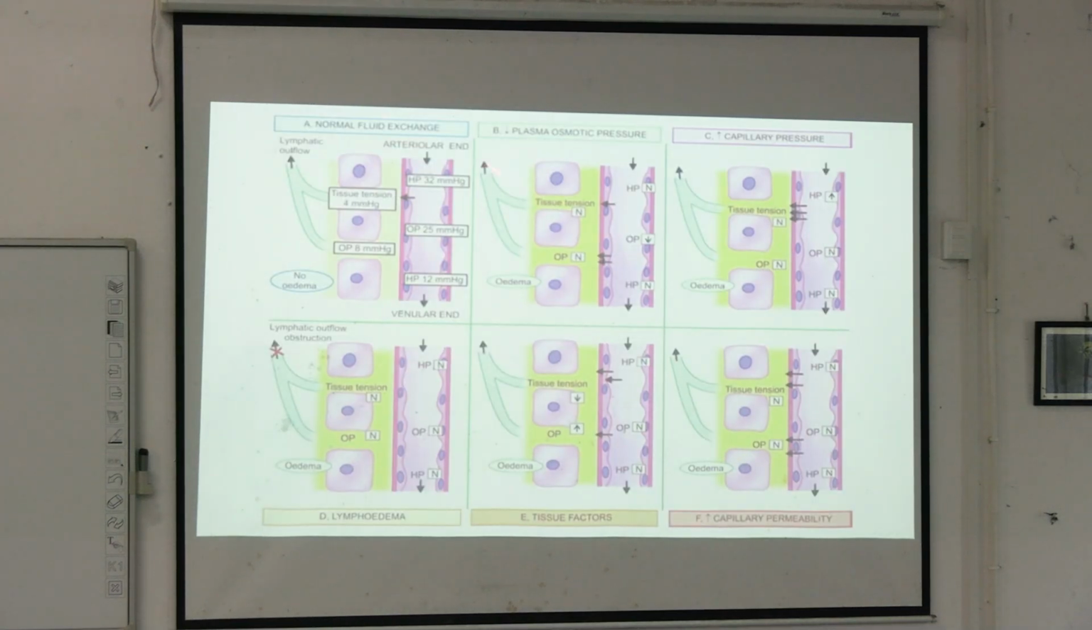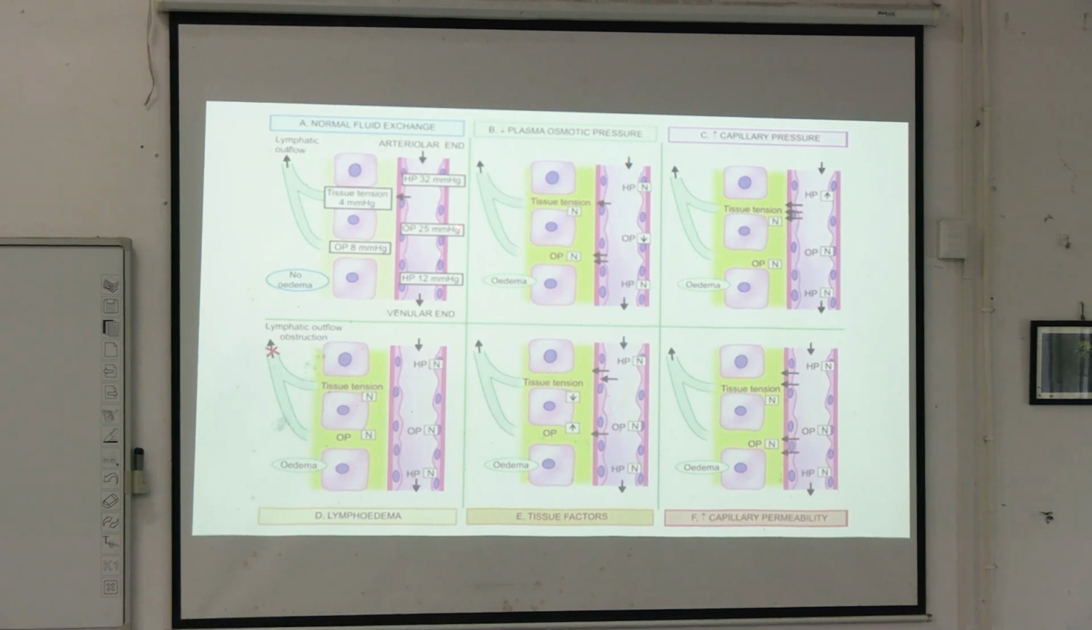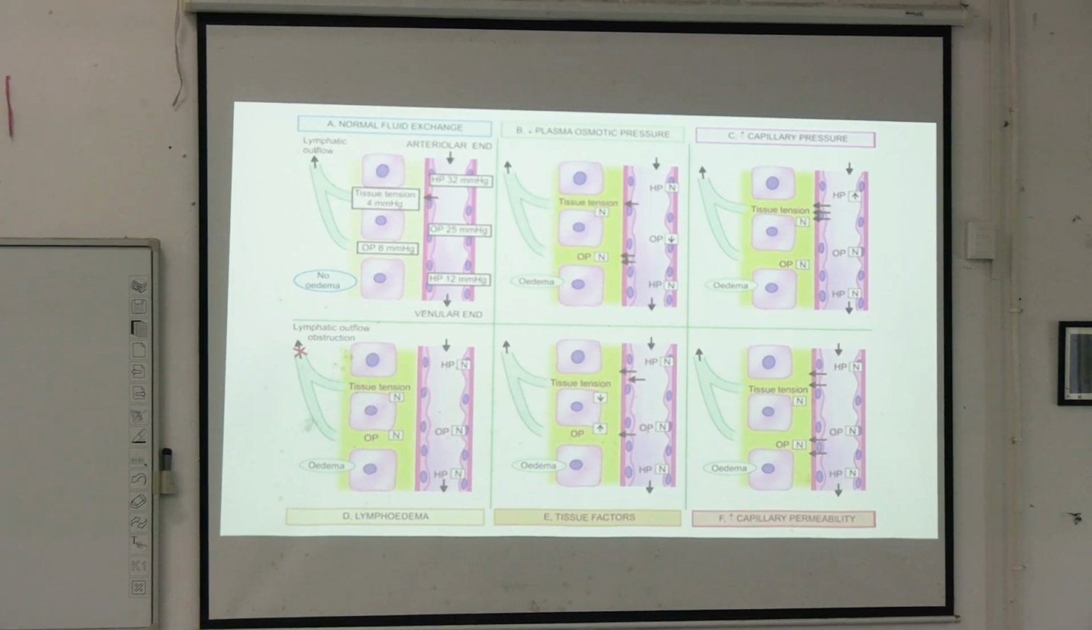What is happening normally? This is the arteriolar end and this is the venular end. In the arteriolar end, hydrostatic pressure is more and in the venular end, it is less. But osmotic pressure, or oncotic pressure, is equal at all sites, in the arteriolar end and the venular end.